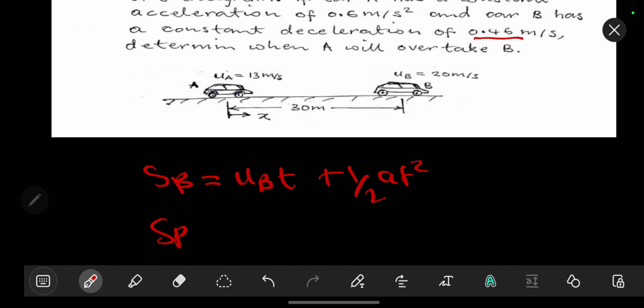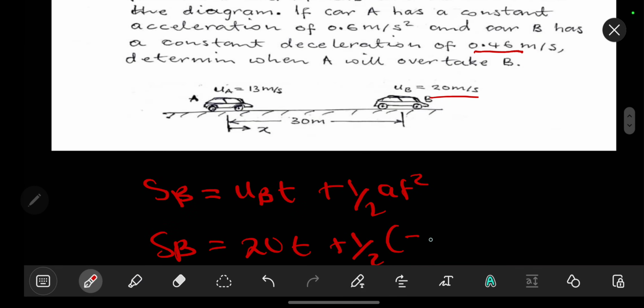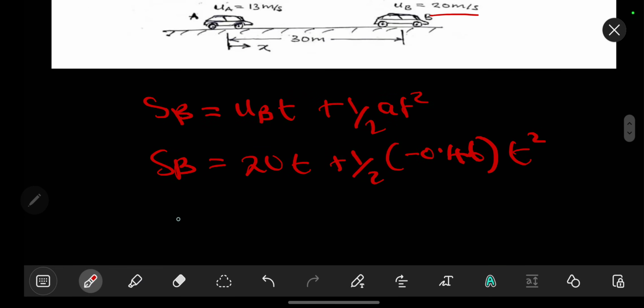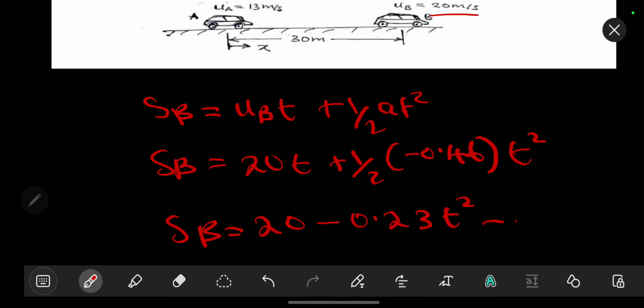So we are going to have our SB should be equal to our UT. The velocity of B is equal to 20, according to what we have been given, 20t. Then we have plus half, then our A is equal to the acceleration. Now it's deceleration, meaning it will attract a negative 0.46, times our time squared. So we are going to have our SB equal to 20t, half times negative 0.46 will give us a negative 0.23 t squared. So now we have the second equation, this is our equation number 2.